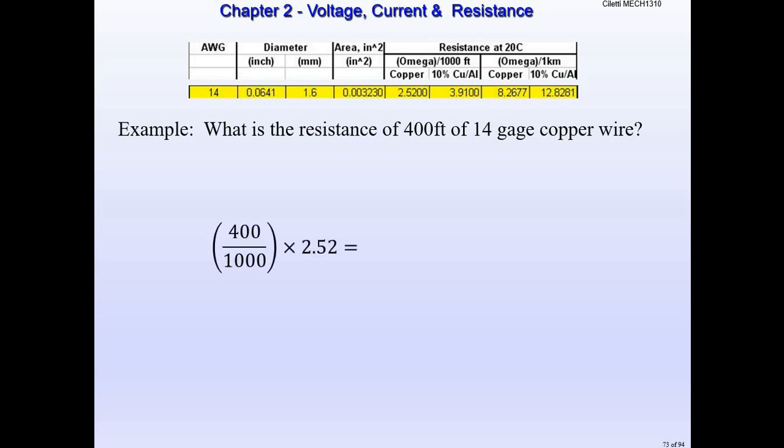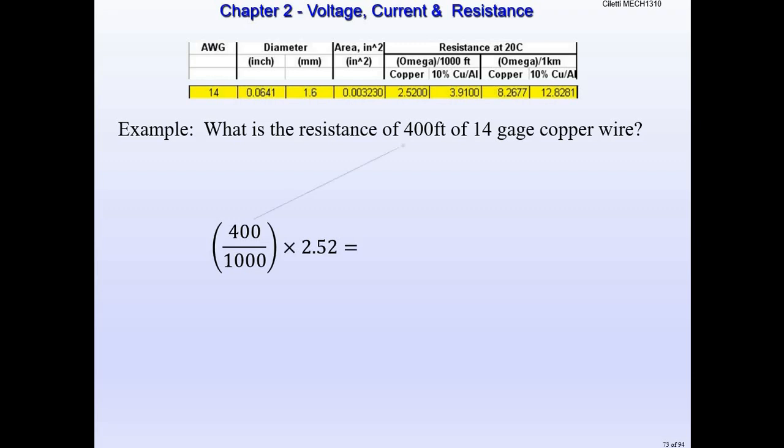All right, so when I write that out, I'm going to write 400 over 1,000. That's the ratio of how much wire I have. And then I know it's 2.52 per 1,000 feet. So 400 divided by 1,000 and then multiplied by 2.52. Make sure you're getting the correct answer that I do when you do this.